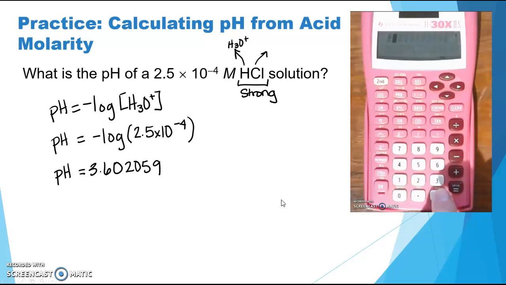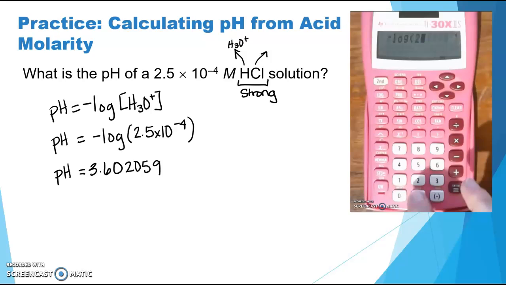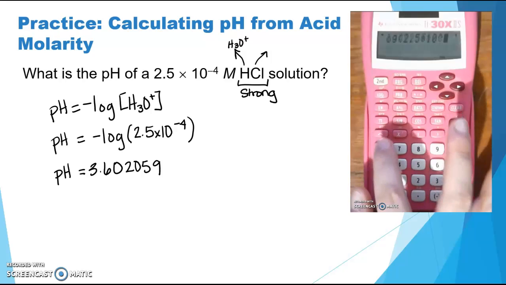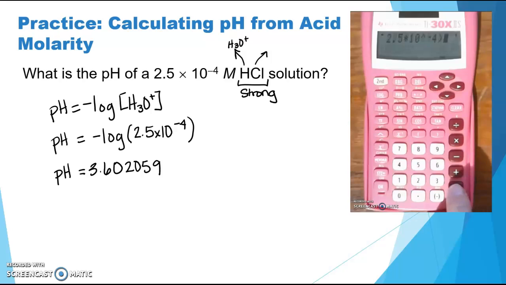So rather than using that second button, I do negative log 2.5 times 10, and then that upward caret means raised to the, makes it a superscript essentially, -4 parentheses, equals 3.6. So it didn't matter which of those methods I used, I got the same answer. So familiarize yourself with your calculator.